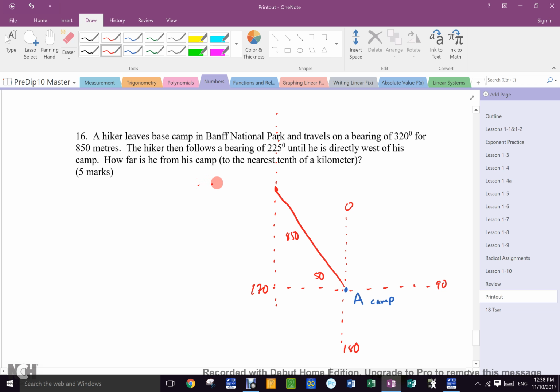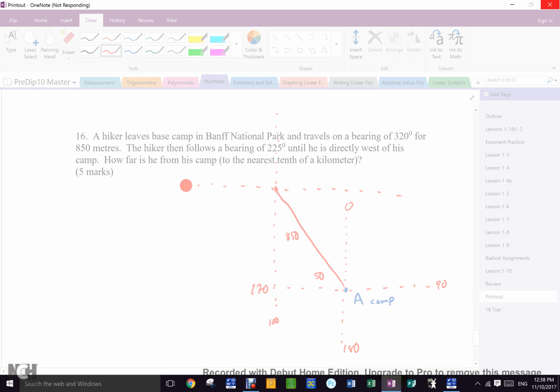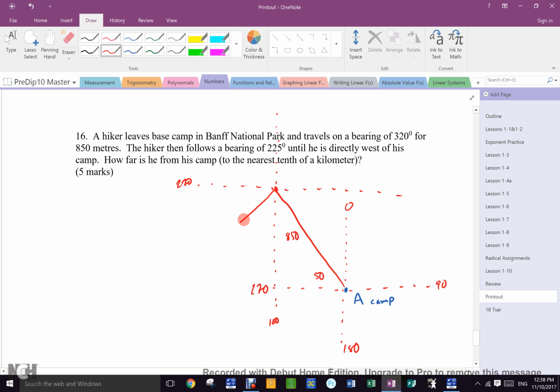And he takes off at 225. Well, this is 180. This is 270. Where's 225? Right down there, until he is directly west of his original camp. There's original camp. There's directly west.